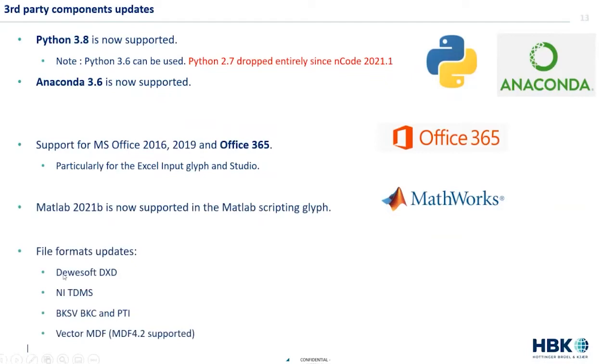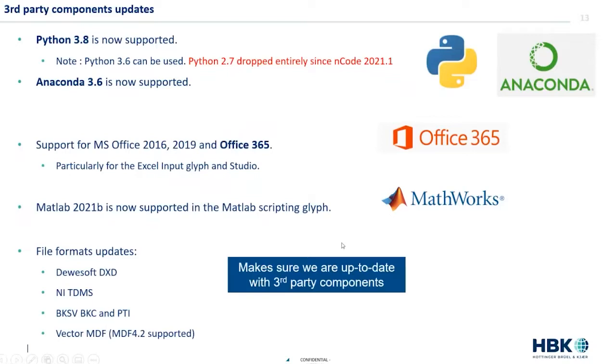And last but not least, the file formats. So we support the latest version of the DXD file format from dwsoft. Similarly, we upgraded a number of other file formats like the TDMS from National Instruments, or the BKC and PTI formats from BKS, well, formerly known as BKSV, now HBK, and also the vector MDF format. So now we support up to MDF 4.2 with the latest update, basically. So we make sure that, at every version, we are up to date with the latest third-party components.